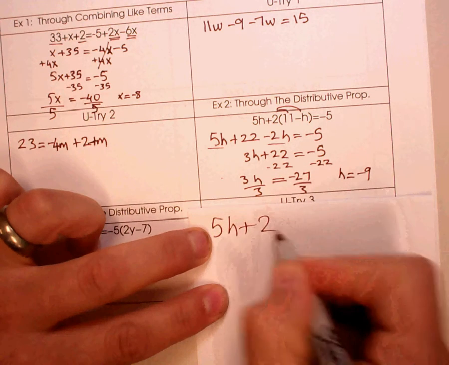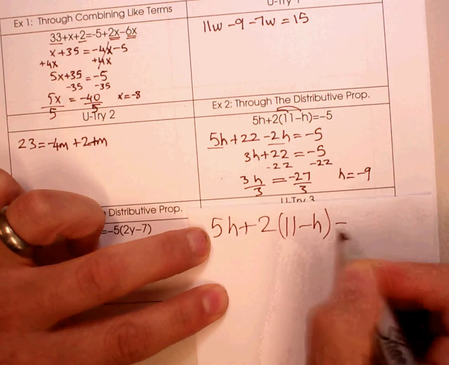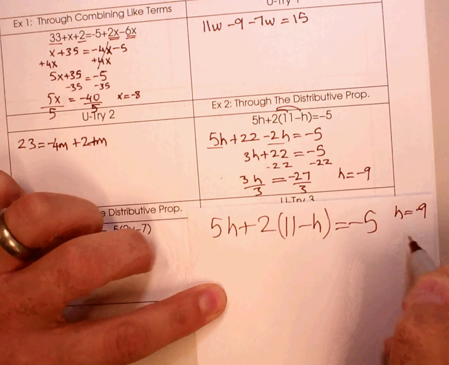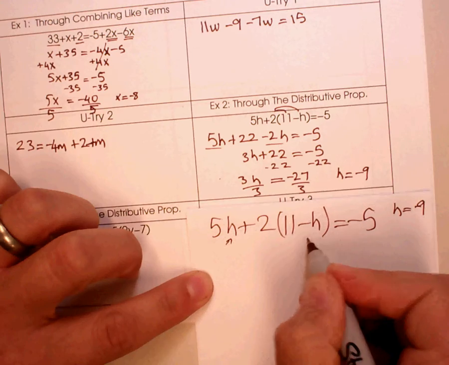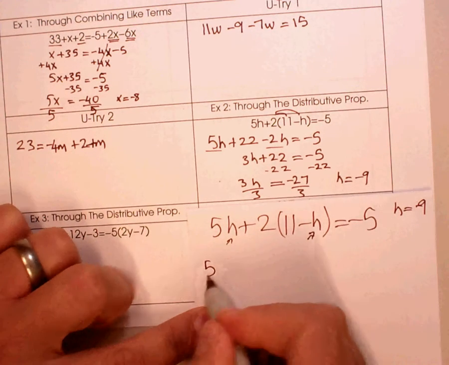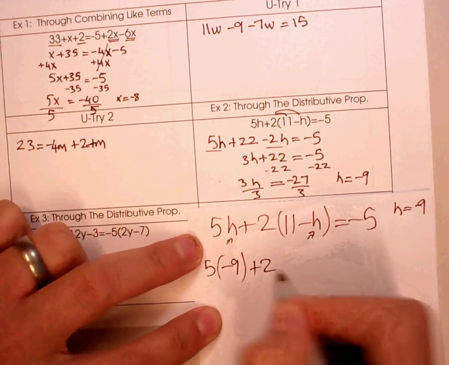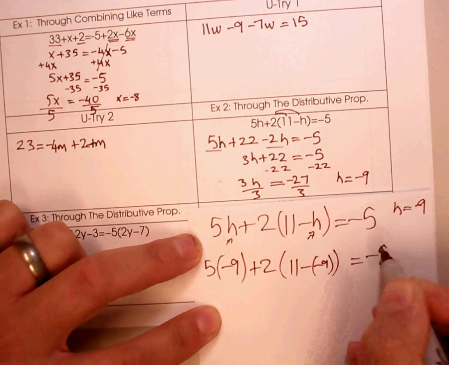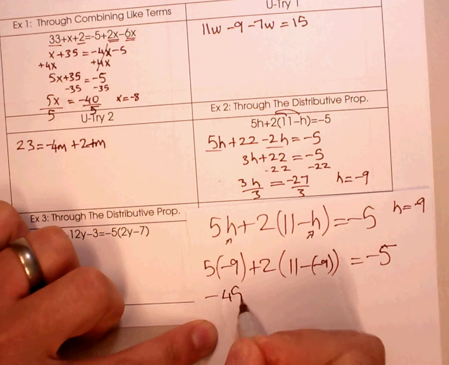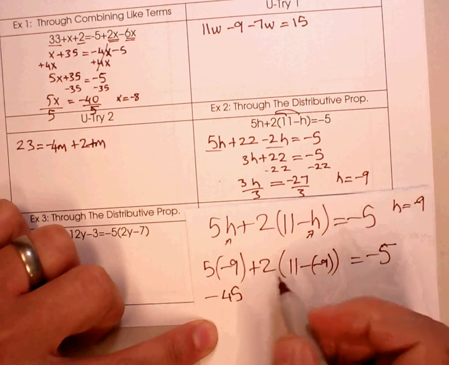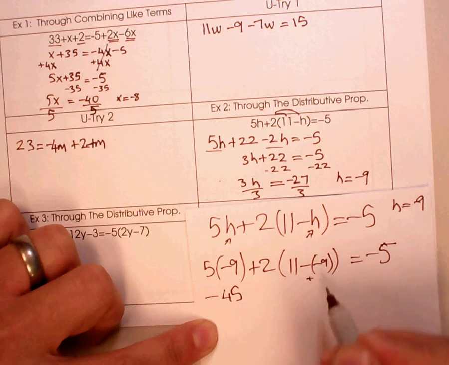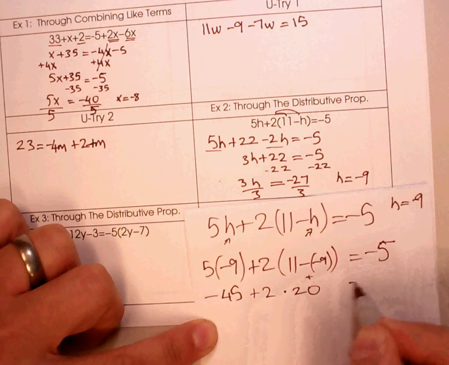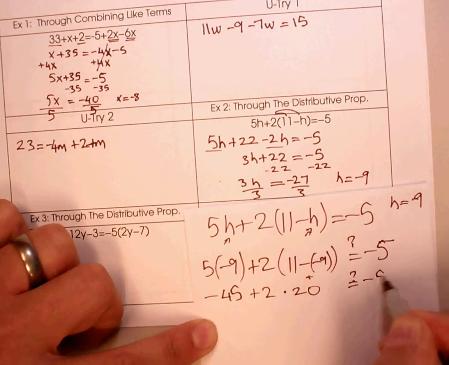5h plus 2 times 11 minus h equals negative 5, and I'm checking to see if h is equal to negative 9 was correct. I will substitute that into the original equation, so I will have 5 times negative 9 plus 2 times 11 minus negative 9 equals negative 5. This is negative 45 here. 11 minus negative 9 is going to be plus, negative together, and I will do 2 times 20. Is it equal to negative 5? That's what we're checking.